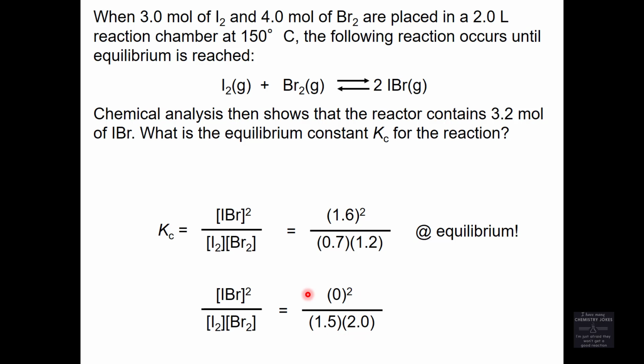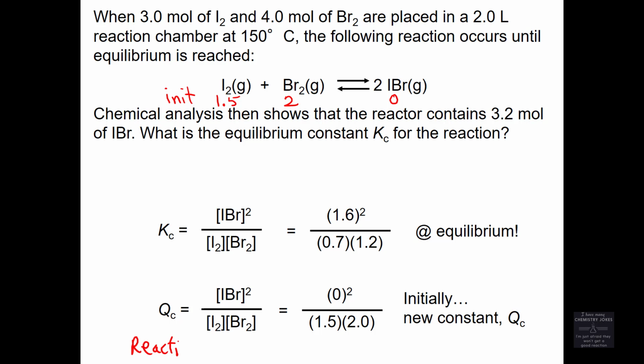What are these values? Well, in our rice table, ice box thingy, we had an initial row, and the initial concentration of I2 was 1.5 molar, and the initial concentration of Br2 was 2 molar, and the initial concentration of IBr was 0 molar. So we've actually plugged in initial concentrations down here. So if I plug in initial concentrations, we're going to call that thing Qc. Kc is an equilibrium constant. Qc is called the reaction quotient.